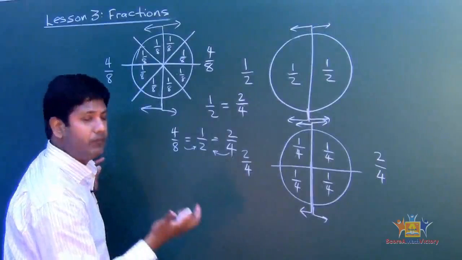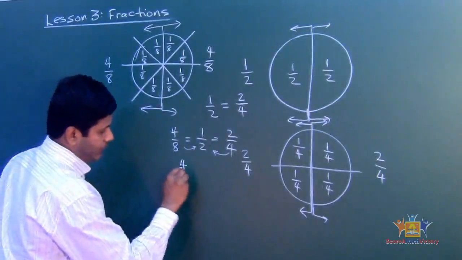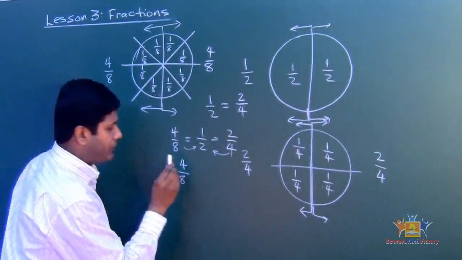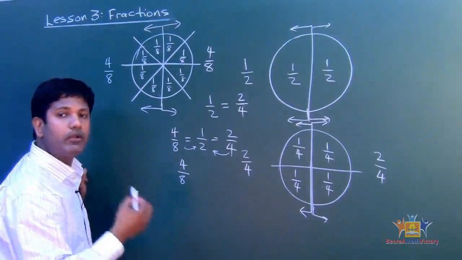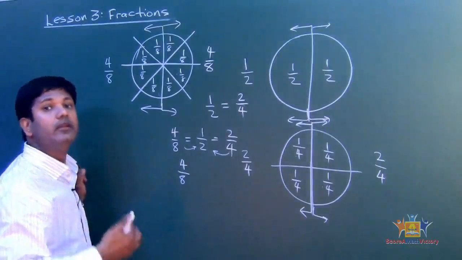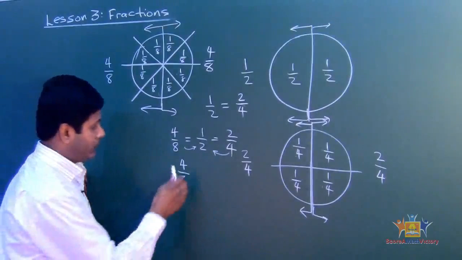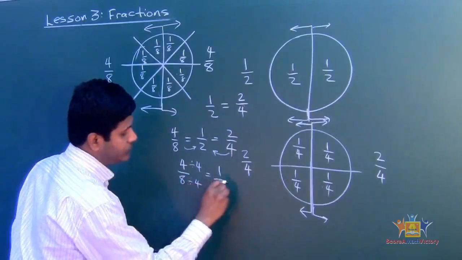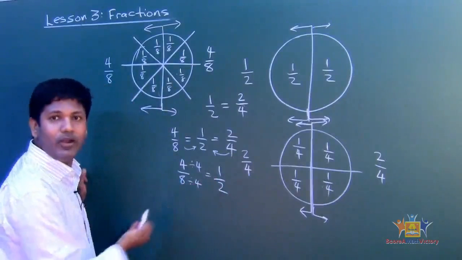What do I mean by that? Simplifying. I can take, let's say, 4 over 8. I find a common number that I can divide 4 and 8 with. What would be the common number I can divide 4 and 8 with? Which is the 4. Because 4 divided by 4 is 1. 8 divided by 4 is 2. Look at that. Back to 1 over 2.